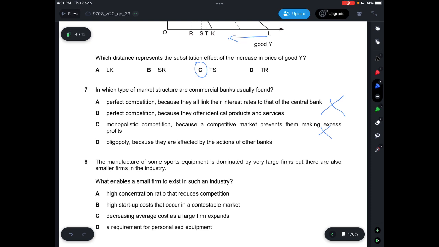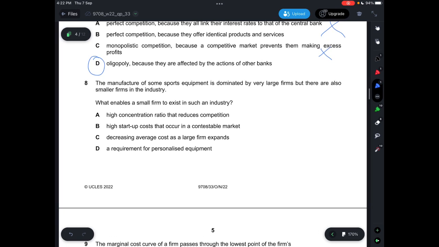So you can see D says oligopoly because they are affected by the actions of other banks, which is correct. If a bank increases its interest rate, then people will normally go and save at that bank rather than saving in this bank. And if some other banks offer a loan with a lower interest rate, people would rather get loans at that bank instead of the original bank. So that is why when other banks decrease the interest rate, it affects that bank in general. So it is oligopoly.